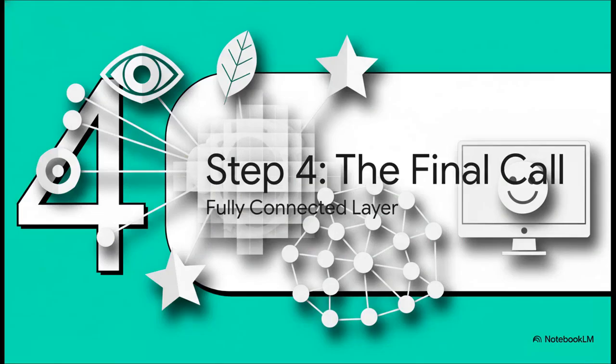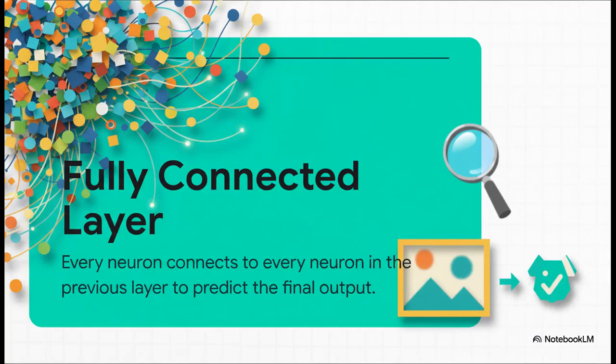Okay, we are on the home stretch now. Let's see how all this hard work comes together. We've detected features, we've decided which ones are important, and we've summarized them to be more efficient. Now it's finally time to put all those clues together and make the final call. And that final decision happens in what's called the fully connected layer. The name pretty much says it all.